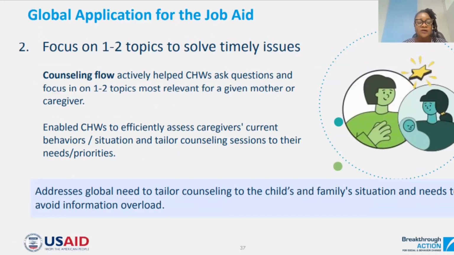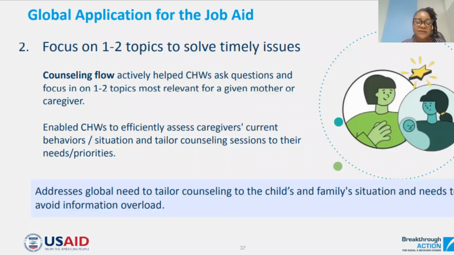So focusing on one to two topics and prioritizing the caregiver's needs is also something that would be helpful in counseling anywhere. The counseling flow actively helps community health workers ask questions and focus on one to two topics most relevant for a mother, addressing the needs specific to the mother that were identified during counseling. This focuses on prioritizing the mother's needs, and also reminds community health workers that you may not be able to address all of the mother's needs at the time, but it's okay to take a step at a time.